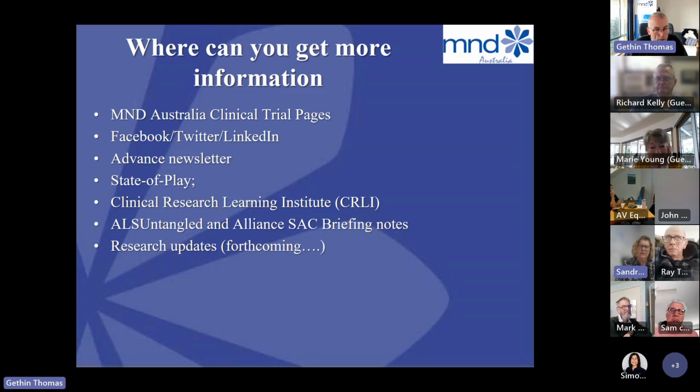As I said, Australia is becoming more and more appealing, in some ways. In the US they're struggling to recruit people into trials. There's too many trials, not enough patients. So people are coming to Australia. We have good resources, patients who are keen to engage, and I think we're in a good position.